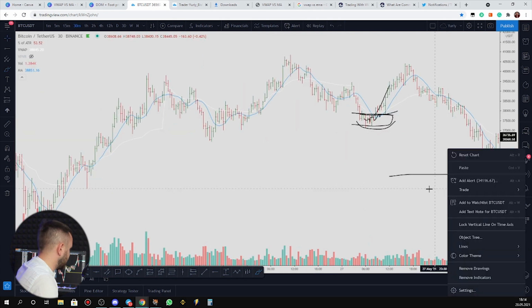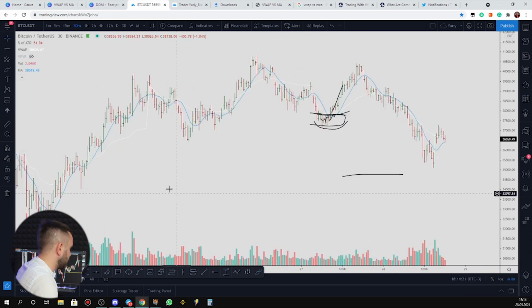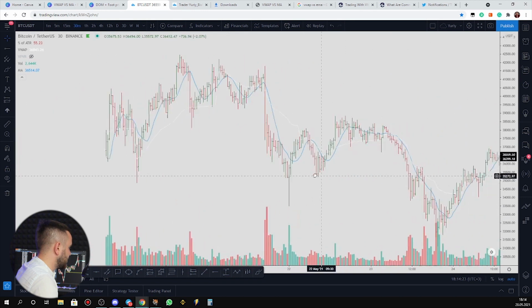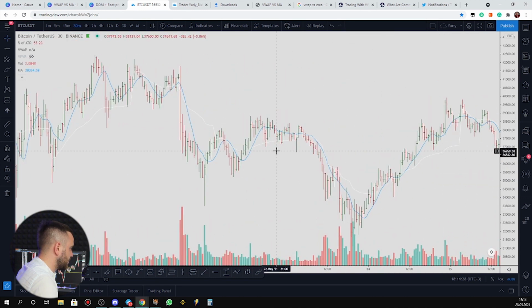The best example of VWAP you can see, for example, here. Take a look at what's going on. Price dropped dramatically, and the biggest volume was at the bottom, inside this range. When price broke that range, as you can see, VWAP moves far more slowly. The moving average moves far more sharply than VWAP.